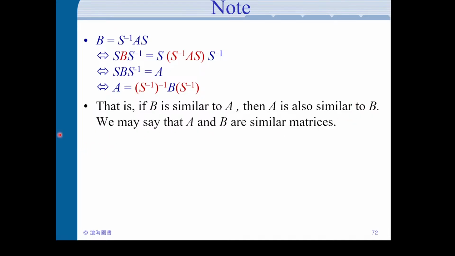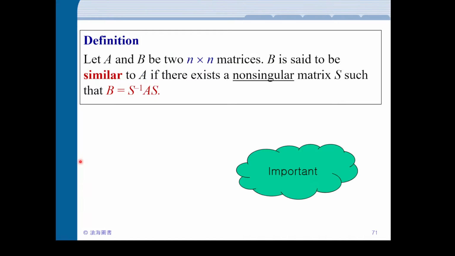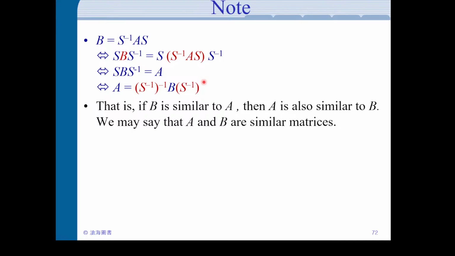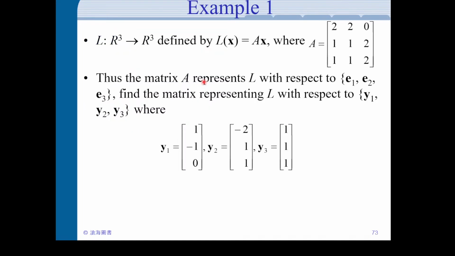So if B is similar to A, then A is also similar to B, and we say A and B are similar matrices. So we can link different matrices together by this similarity relation. Okay, so for every square matrix we can think about what are the similar matrices to it. If you think of those square matrices as linear operations, then there are many different matrices that are similar to it.